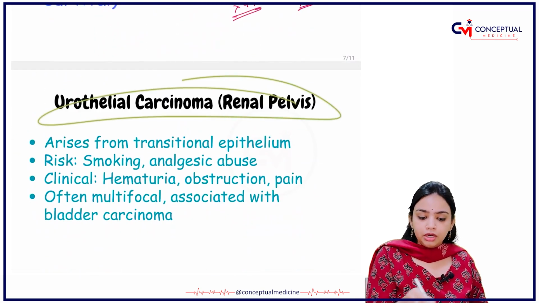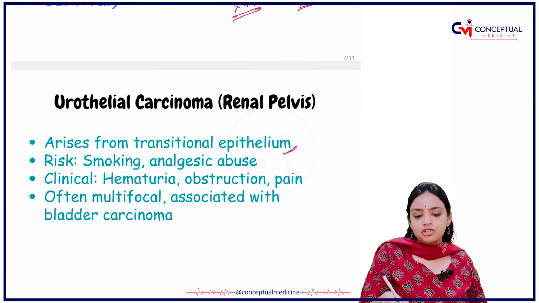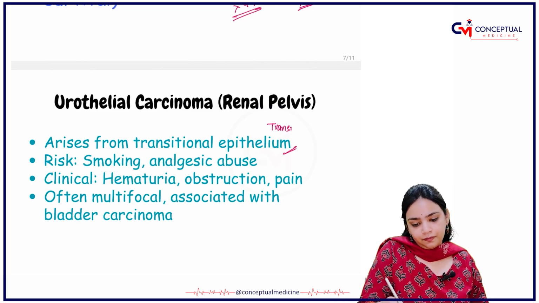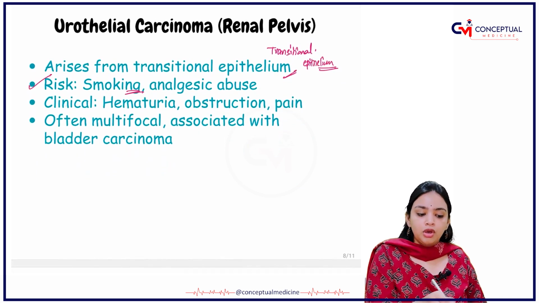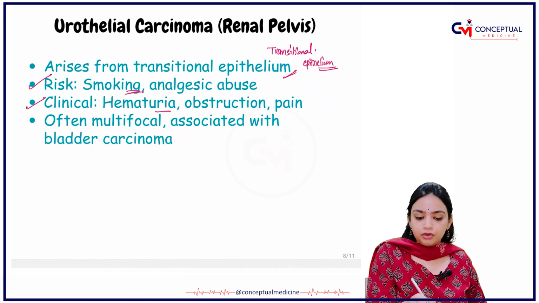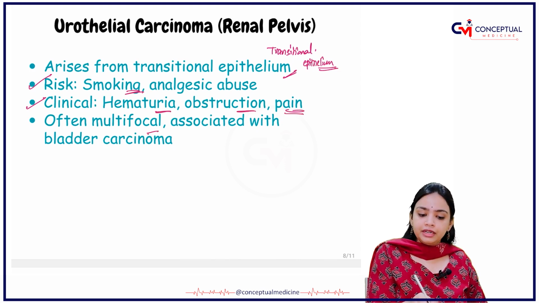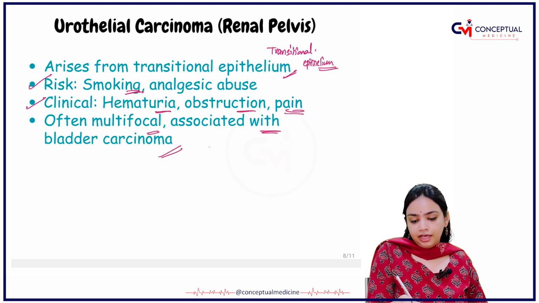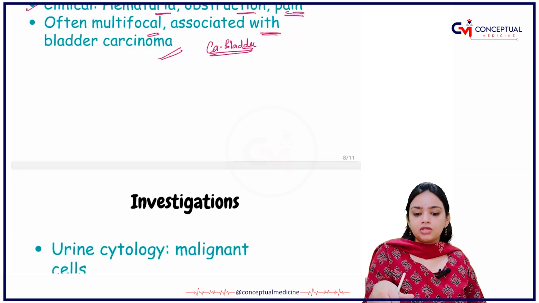Next, let's see about the urothelial carcinoma. That is, it arises from the transitional epithelium. Risk factors are, it is associated with smoking and analgesic abuse. What are the clinical features you are able to see? You are able to appreciate there will be hematuria, there will be obstruction, and there will be pain. Often it is multifocal and there is an increased risk of CA bladder.